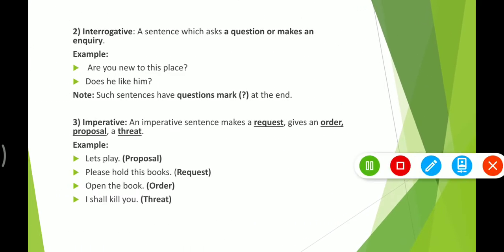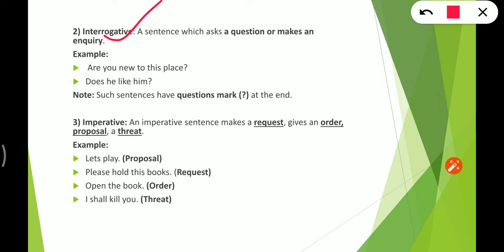Let's check this. Interrogative: a sentence which asks a question or makes an inquiry, right? This is also known as a question sentence. Any sentence which inquires or asks a question is known as an interrogative sentence. For example, what's your name? This sentence is making an inquiry, so this is an interrogative sentence.